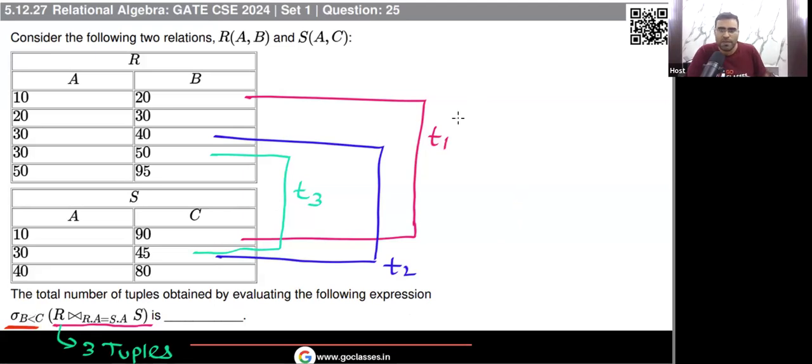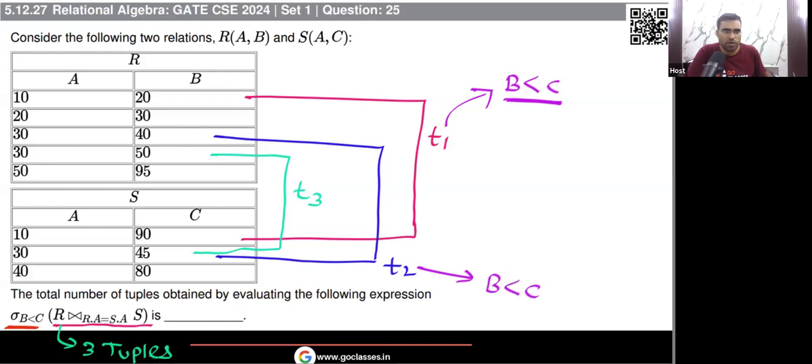So tell me, in this tuple t1, is the b value less than the c value or not? Yes, the b value is less than the c value. Okay, correct. Next, what about t2? In this tuple t2, the b value is again less than the c value.